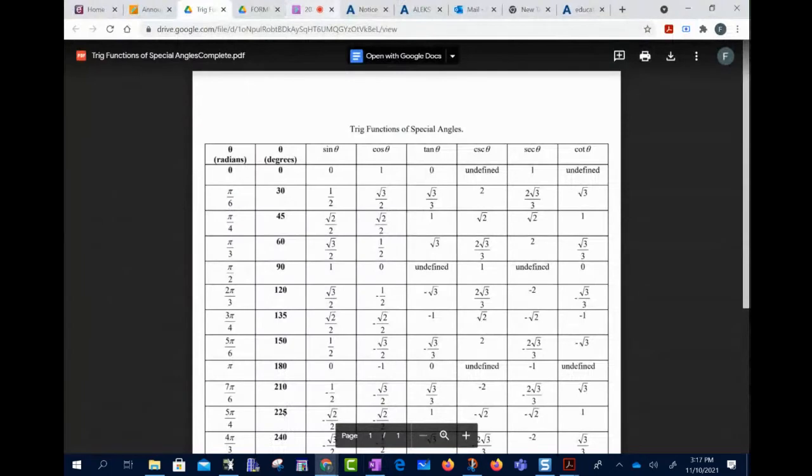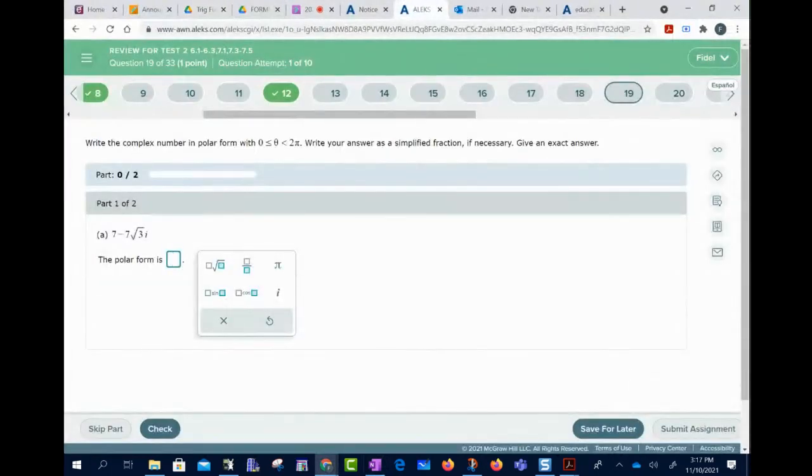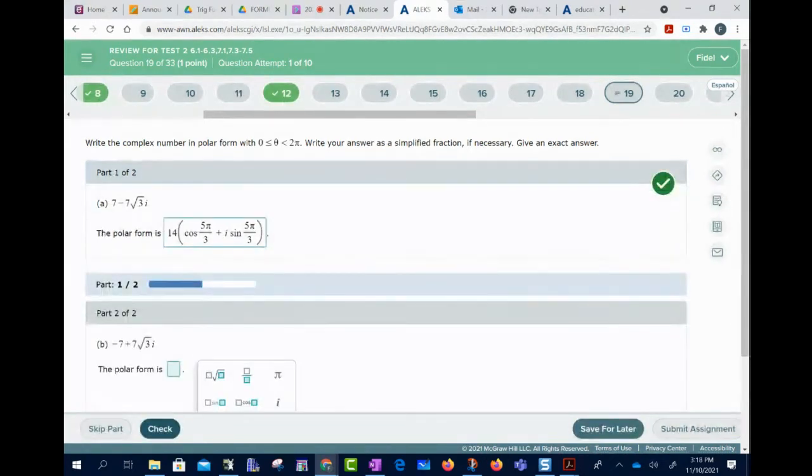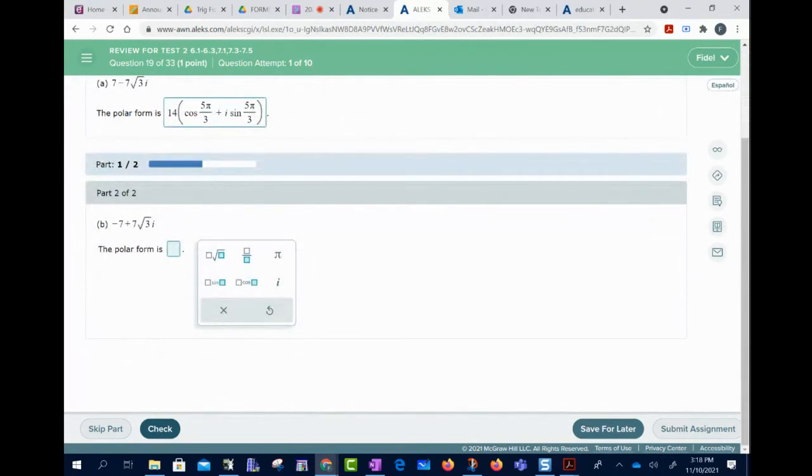And so I'm going to come back to my original problem, which was right here. And we're going to put 14, parentheses, cosine of 5 pi over 3 plus i sine of 5 pi over 3, close it, check it, and let's see, did it work? Boom, it worked.